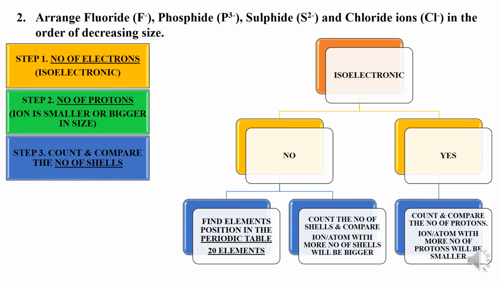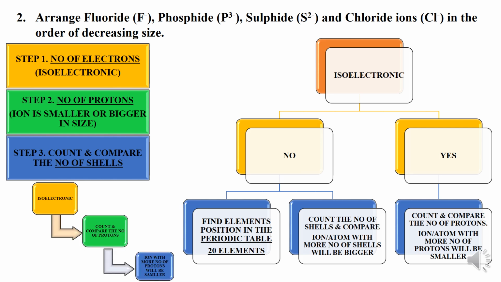So the ion or atom with the more number of shells will be bigger. My advice to students who are beginners in chemistry will be to memorize the first 20 elements in the periodic table: their symbol, chemical name and atomic number. Some universities provide you with the periodic table, while some don't allow it. So to be on the safer side, we can always memorize the first 20 elements of the periodic table with respect to their name, symbol and atomic number.